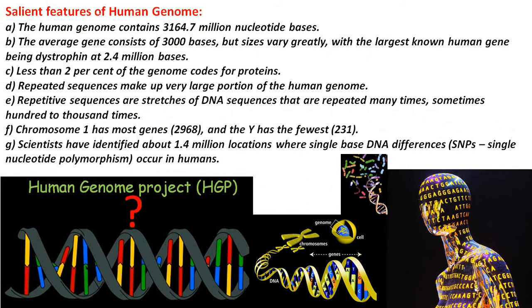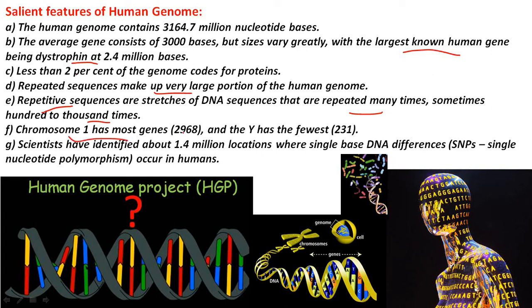So the salient features of the human genome are as follows. The human genome contains 3164.7 million nucleotide bases. The average gene consists of 3000 bases, but sizes vary greatly, with the largest known human gene being dystrophin at 2.4 million bases. Less than 2% of the genome codes for proteins. Repeated sequences make a very large portion of the human genome. Repetitive sequences are stretches of DNA sequences that are repeated many times, sometimes 100 to 1000 times.